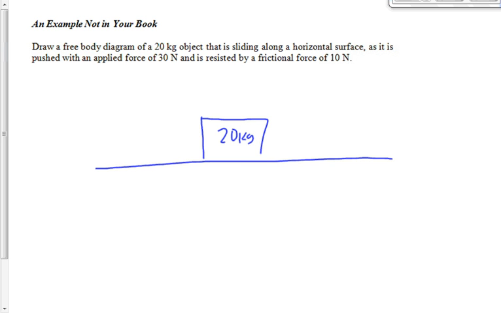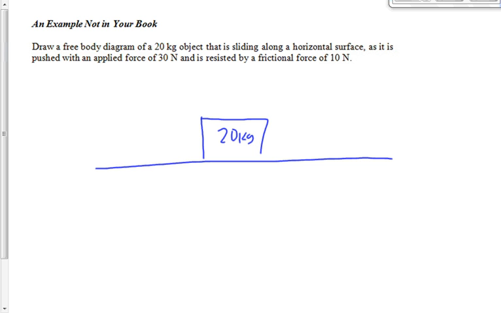But usually what I end up doing is writing all my givens on my free body diagram as well, including masses and anything else that I have. Just because, look, I have to write down my givens anyways. I'm drawing a free body diagram. I might as well just put them down on my diagram.